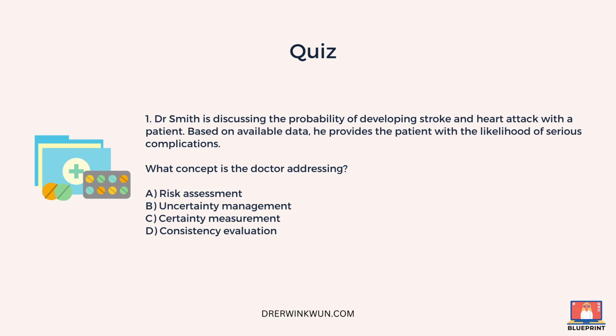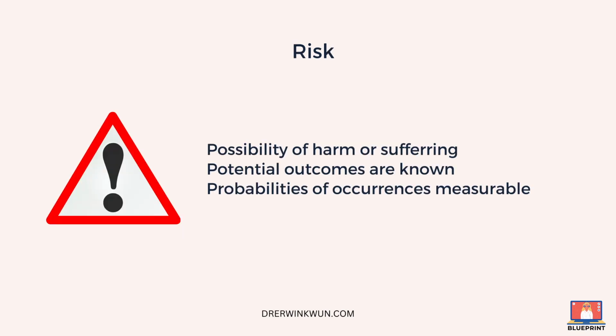So we've got a lot of A's here, which is great. That's right. So A is the correct answer. This is about risk assessment. What is risk? Risk is the possibility of harm or suffering. It is a potential outcome that is known. And risk is something that can be quantifiable, so you can measure risk. So normally we assess the risk and have a percentage that we attribute to the risk, whether it's a high risk or a low risk.